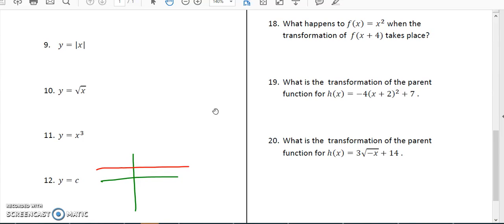Okay, so know what your basic functions look like.